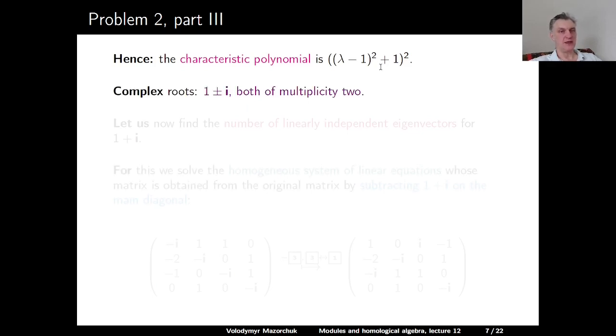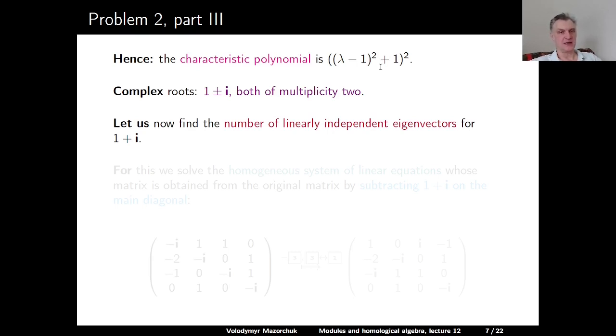So this polynomial has complex roots, 1 plus minus i, both of multiplicity 2. There are no real roots at all. So in our real normal form of the matrix, we will only have real cells. There will be no Jordan cells at all, because we only have complex roots. So let us determine the geometric multiplicity of one of these complex roots.